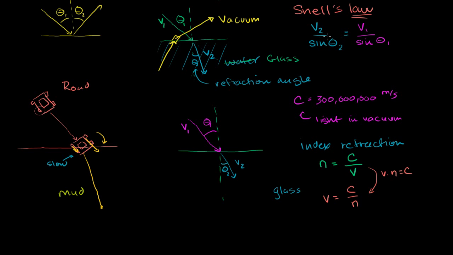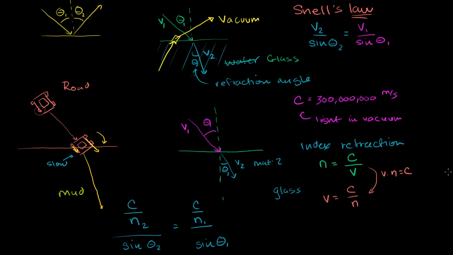So I can rewrite Snell's law over here. Instead of writing v2 there, I could write the speed of light divided by the refraction index for this material right here. So I'll call that n2. This is material 2 right over there. That's the same thing as v2 over the sine of theta 2 is equal to v1, which is the same thing as c divided by n1, over sine of theta 1.